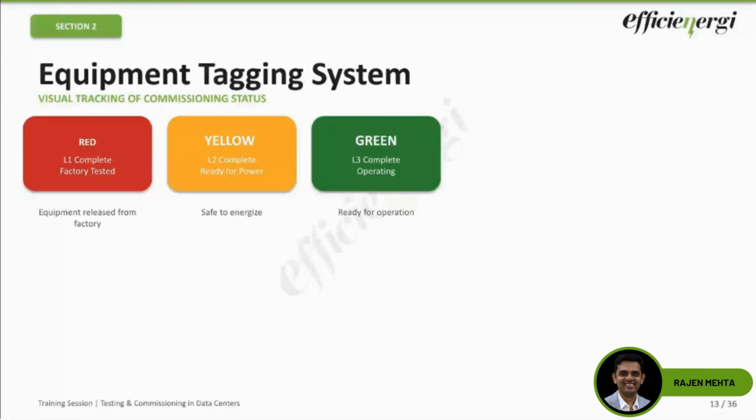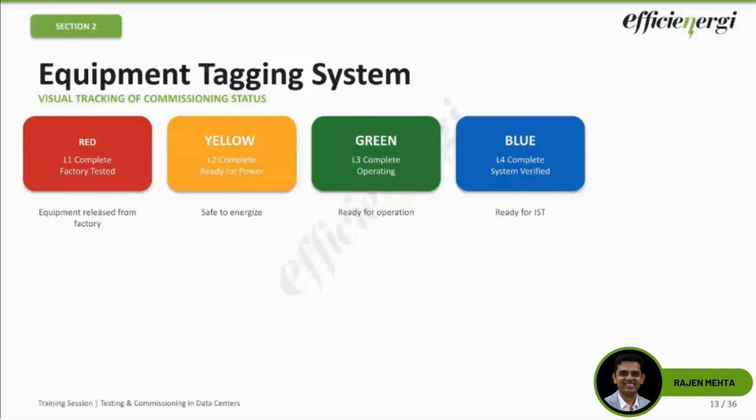Your milestone, as I mentioned earlier: the GC is now declaring that I am ready for operation. Means the equipment can be used in the facility. The next one is your blue tag. In this, the system level testing has been completed, right? All your functional tests have passed, and the system is now ready for integrated testing.